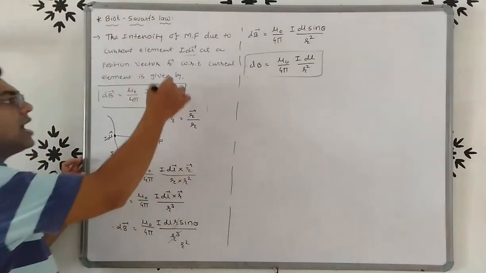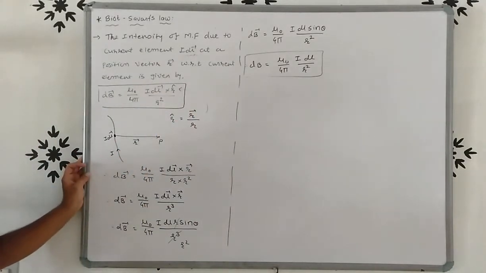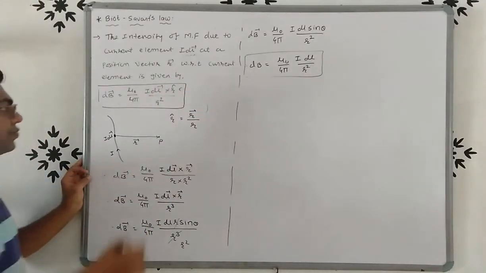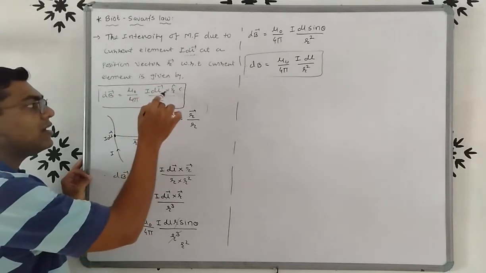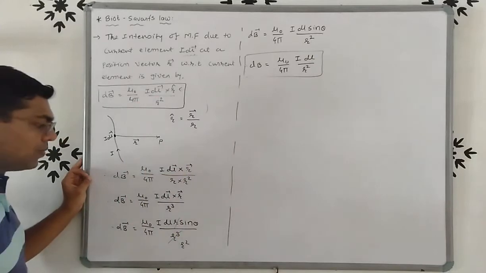But we know that r cap is equal to vector r upon magnitude of vector r, that is vector r upon r. So we put the value of r cap here. So dB is equal to μ0 by 4π, Idl vector cross r vector upon r into r square, that is r cube.